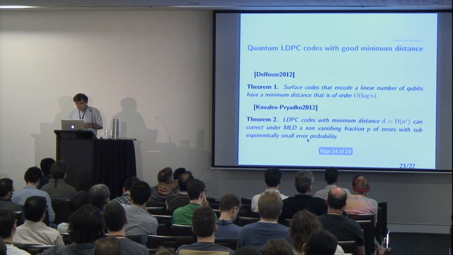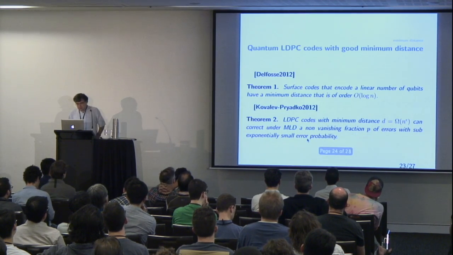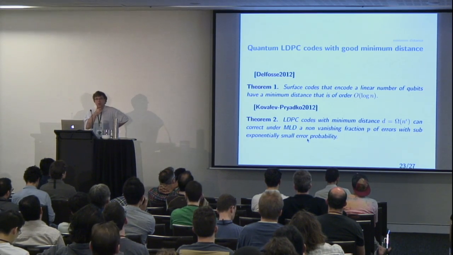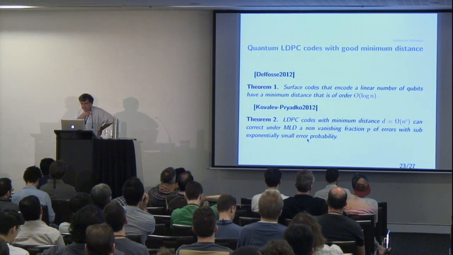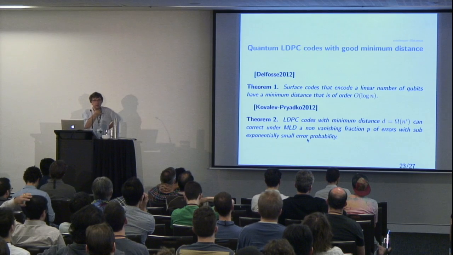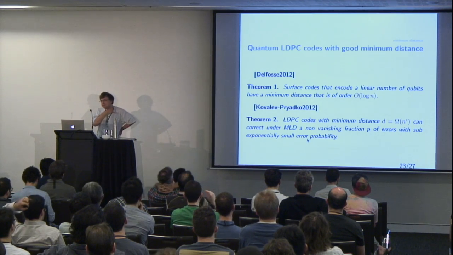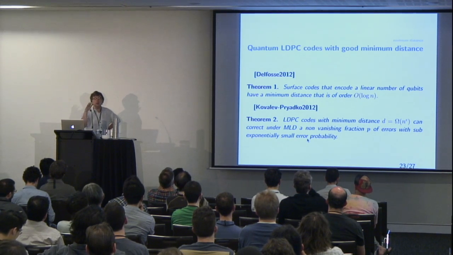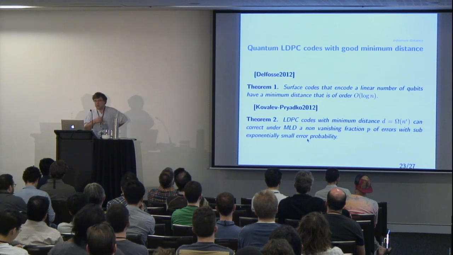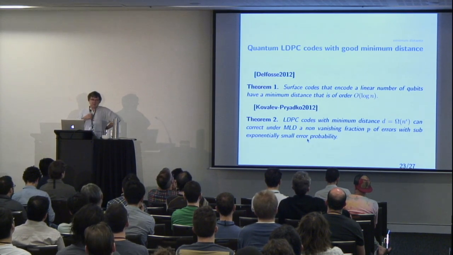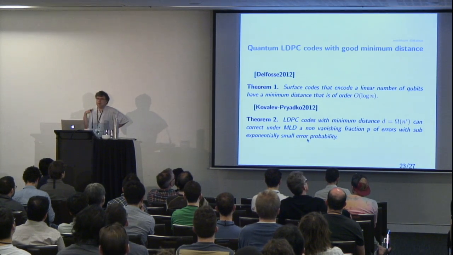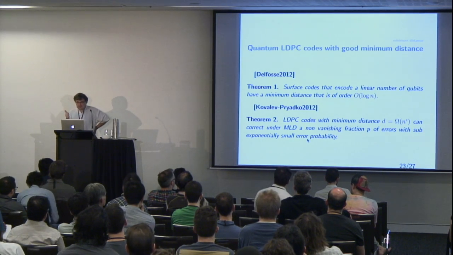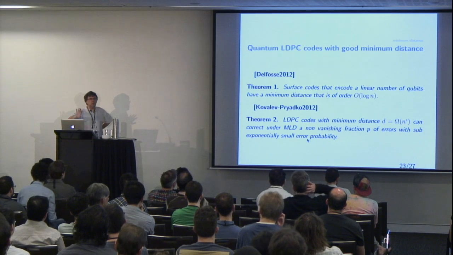And so now what I want to say is, do we have surface codes now which are good enough for Gottesman's theorem? Well, unfortunately not, basically because the minimum distance, if you want to encode a linear number of qubits, is bounded by the logarithm of the length. And this is not good enough. You basically need something which is better than this, at least something which is polynomial in the length. And this is something which you cannot do.